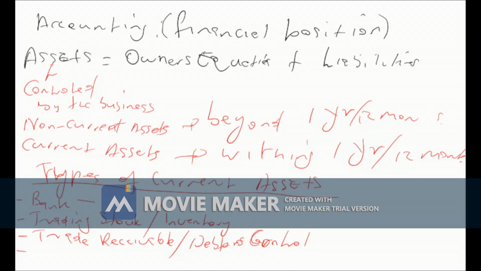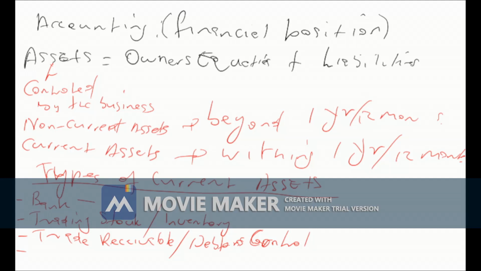Debtors or debtors control. Here, under current assets, we call them trade receivables, the things that we are expecting to receive in future, or money. We can also call them debtors control. So these are the types of current assets.